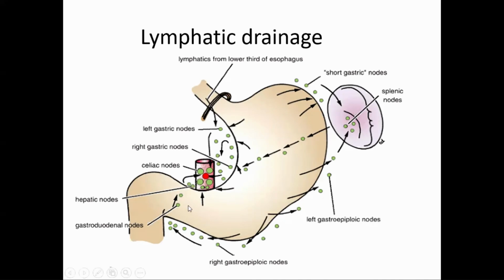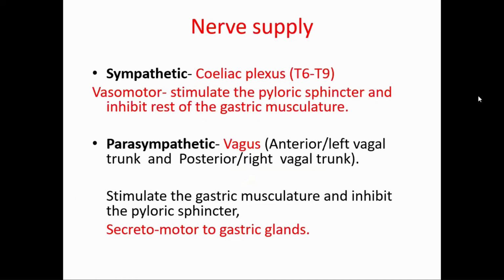And the pyloric part of the stomach drains into three areas: the right gastroepiploic lymph nodes, hepatic lymph nodes, or the celiac lymph nodes. And all these, the pancreatico-splenic lymph nodes, left gastroepiploic lymph nodes, right gastroepiploic lymph nodes, left gastric, right gastric, hepatic nodes, gastroduodenal, all drain into the celiac lymph nodes. Clear?